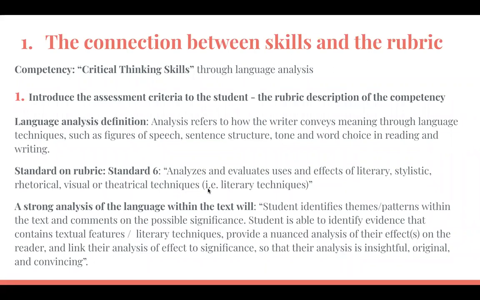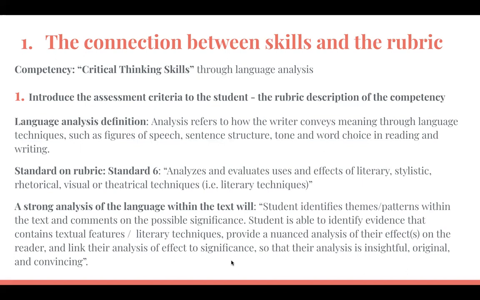And the standard we're going to focus on today is analyzes and evaluates uses and effects of literary, stylistic, rhetorical, visual, and theatrical techniques. So we're going to look at some of those techniques today and try to make the link to how that is a critical thinking skill that relates to the rubric. So this is the standard on the rubric, and this here is the highest competency that a student can achieve on that rubric. I'll show you the rubric in a minute. So I just want to focus on that language.